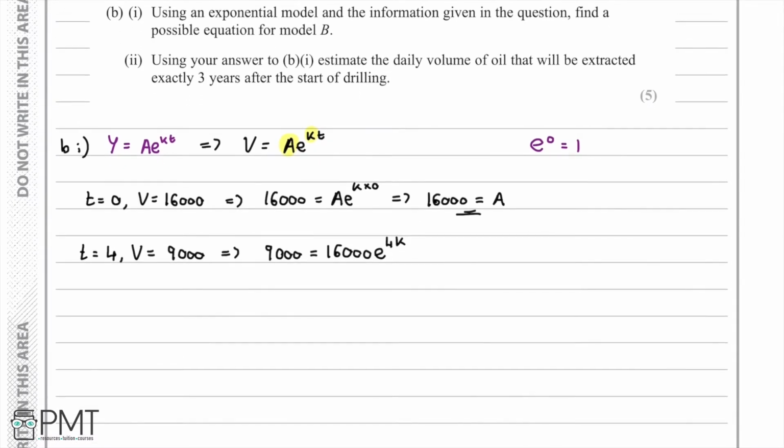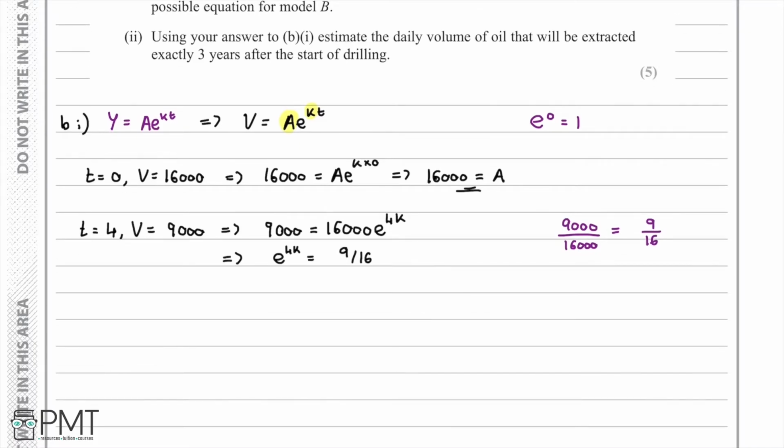So the next thing we need to do is we have all we need in this equation here, and we just need to rearrange to solve for k. So we can initially divide both sides by 16,000, and we then have that 9,000 divided by 16,000 is going to simplify down to 9 over 16. So this means we then have, just swapping the sides to make things look a bit nicer, e to the power of 4k is going to be equal to 9 over 16.